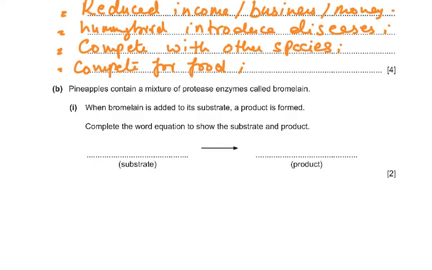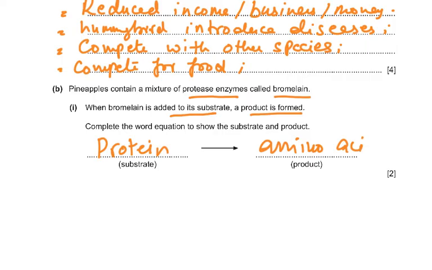B part of the question says pineapple contains a mixture of protease enzymes called bromelain. When bromelain is added to its substrate, a product is formed. Complete the word equations for the substrate and the product. Well, of course, if it is a protease, then it works on proteins. And then what are they converted to? That is converted to amino acids, because protein is a large molecule made up of many, many amino acids joined together. So this would get you the 2 marks of protein and amino acids.